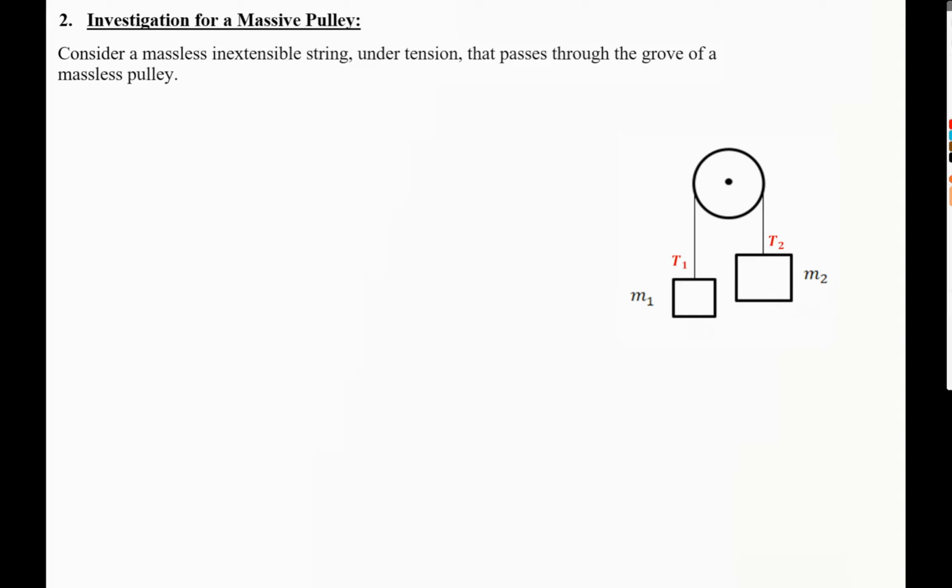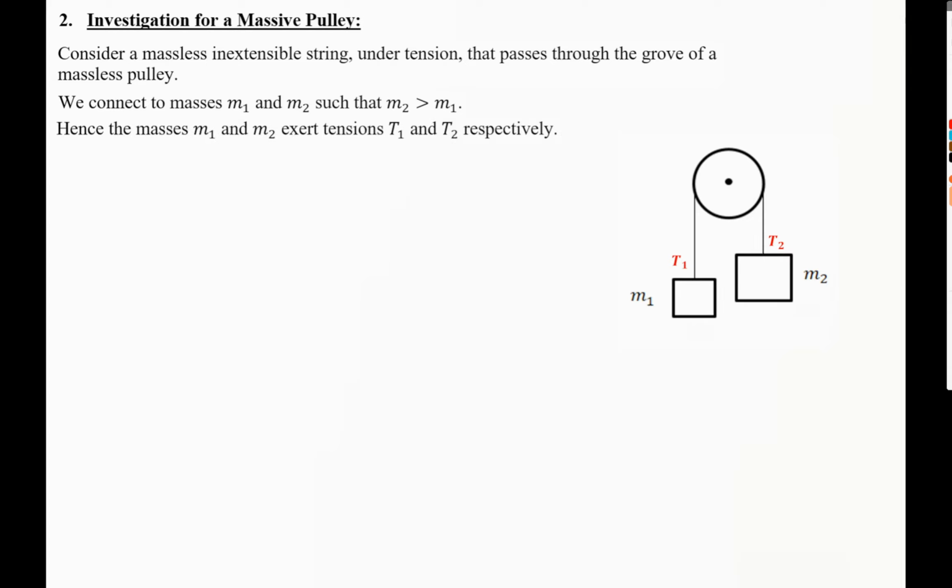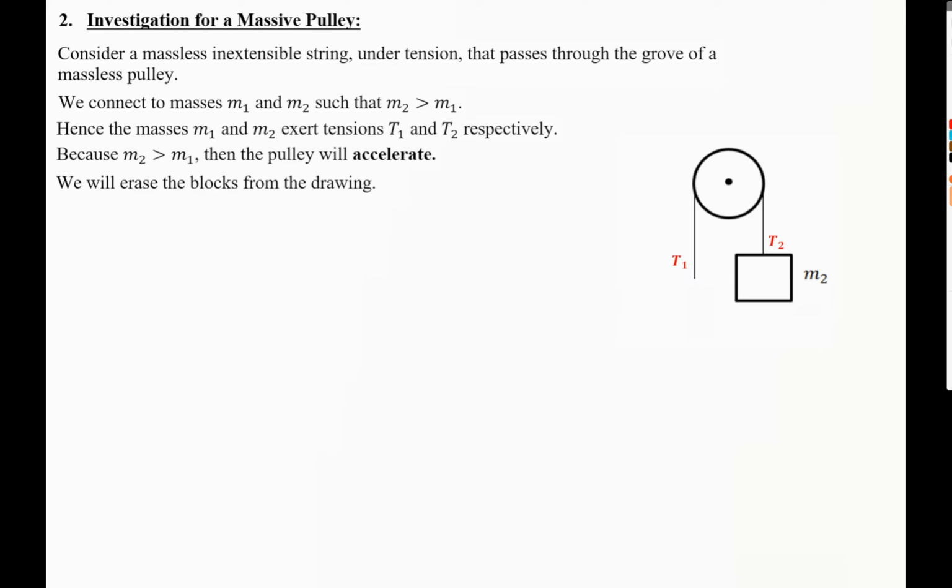Consider a massless and inextensible string under tension that passes through the groove of a pulley. We connect two masses M1 and M2 such that M2 is greater than M1, producing tension T2 and tension T1. Hence, the masses M1 and M2 exert tensions T1 and T2 respectively. Because M2 is greater than M1, the pulley will accelerate. We will erase the blocks from the drawing. Since the pulley is massless, which means M is equal to 0, we have T2 is equal to T1. First, here we're considering the case where the pulley is massless.